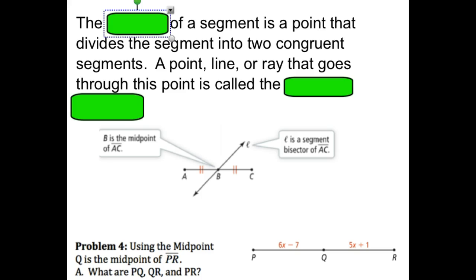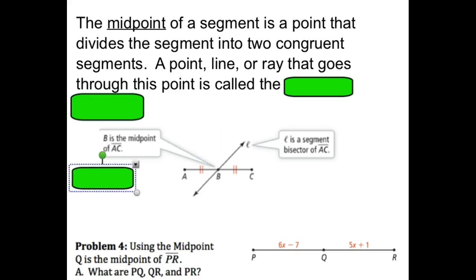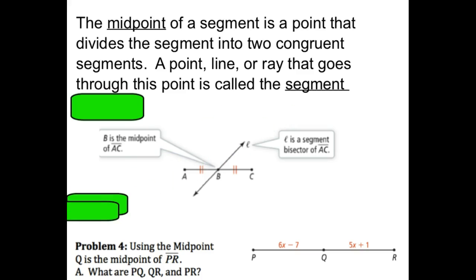It says the midpoint of a segment is a point that divides the segment into two congruent segments. A point, line, or ray that goes through this point is also called the segment bisector. We're going to come back to this concept all year long.